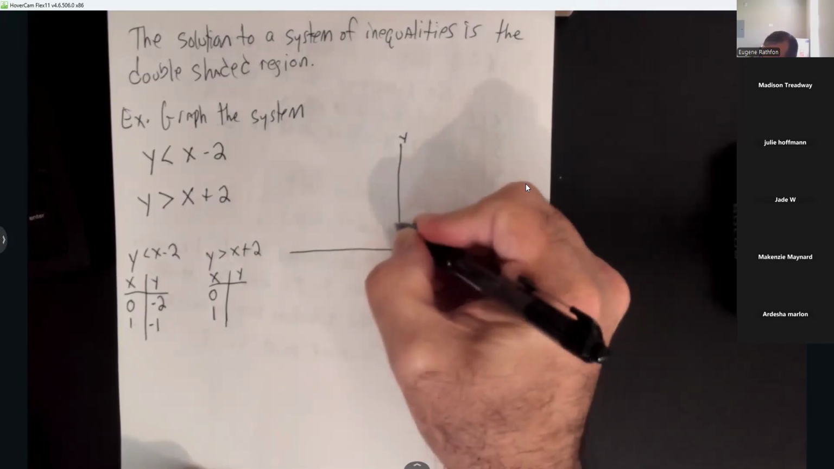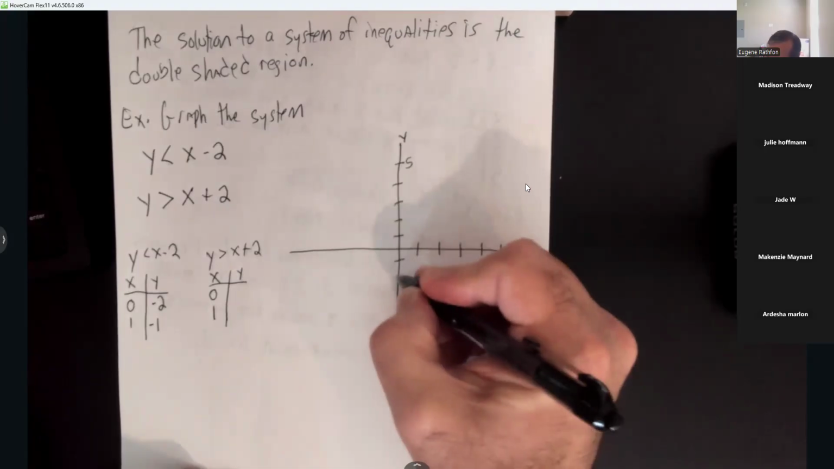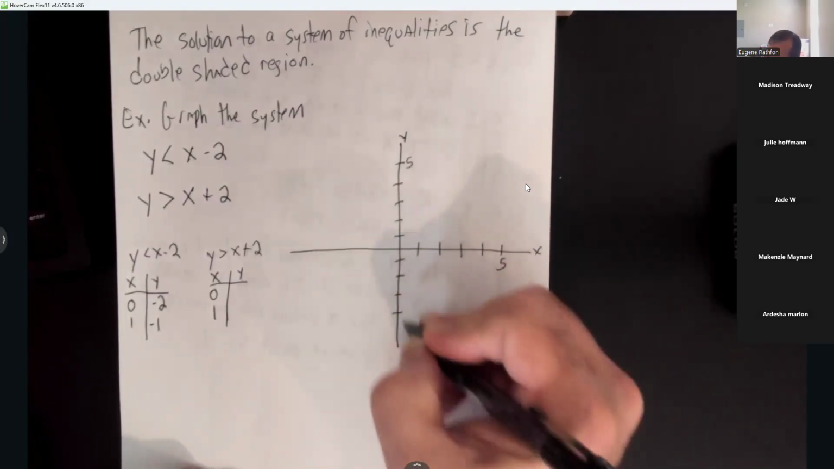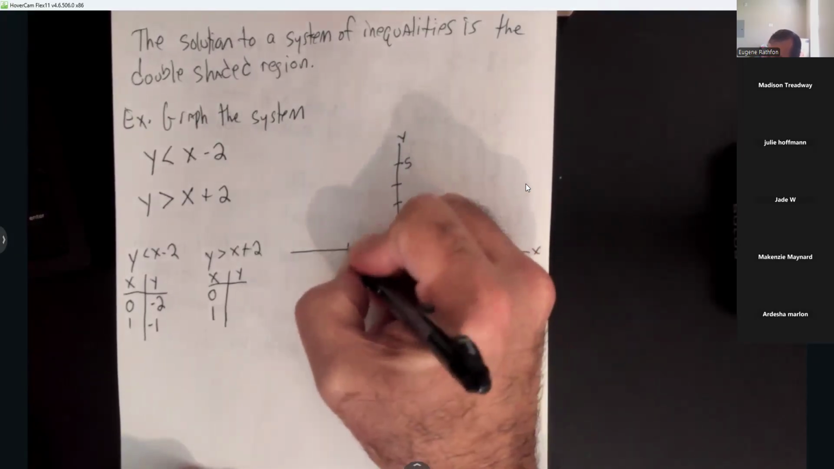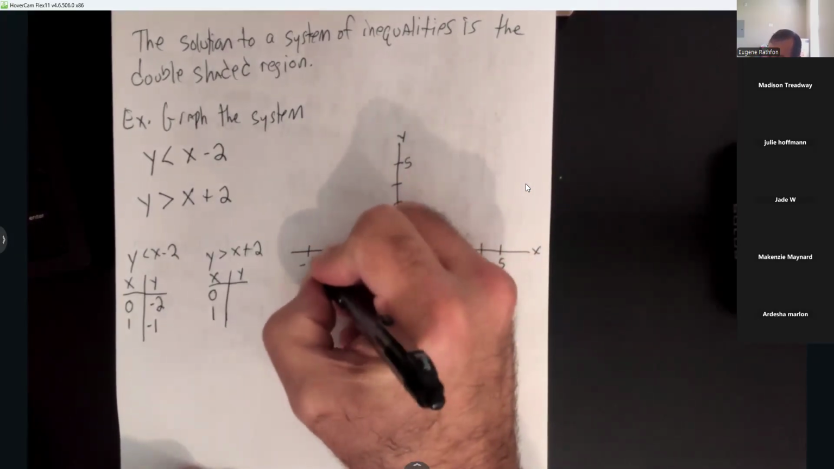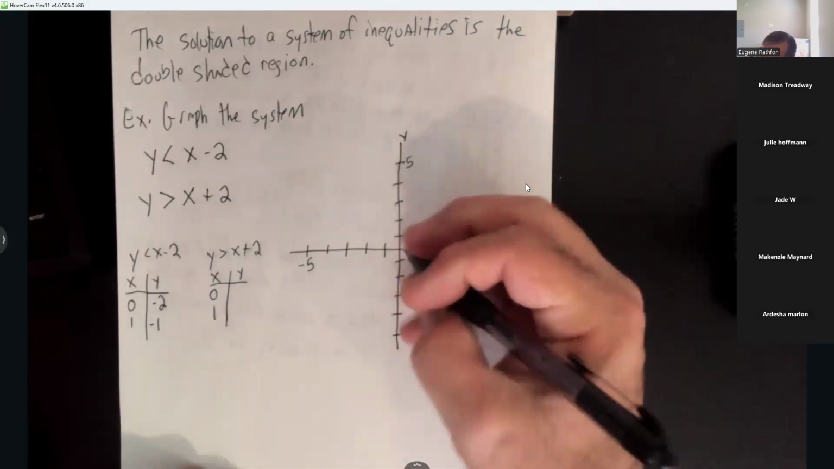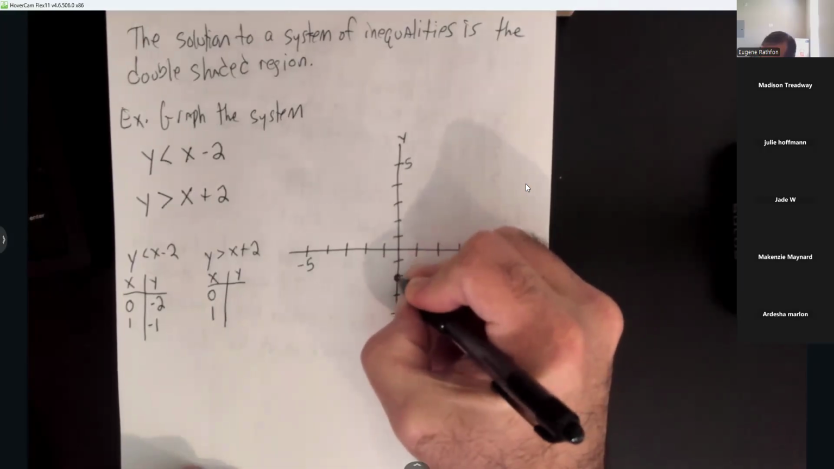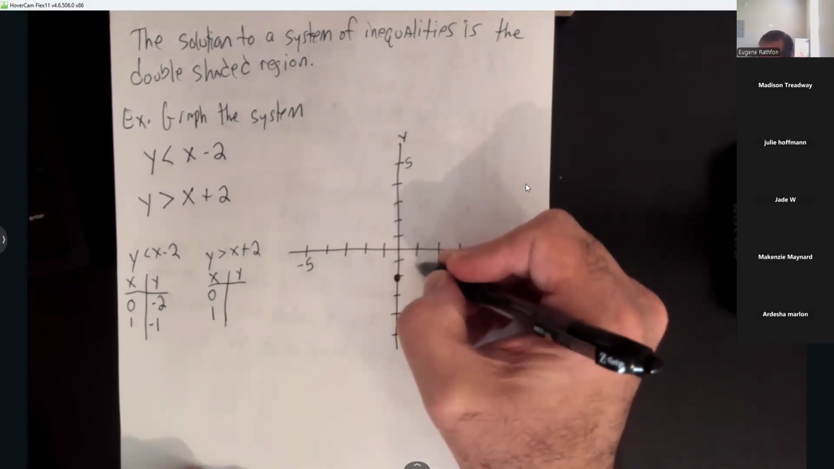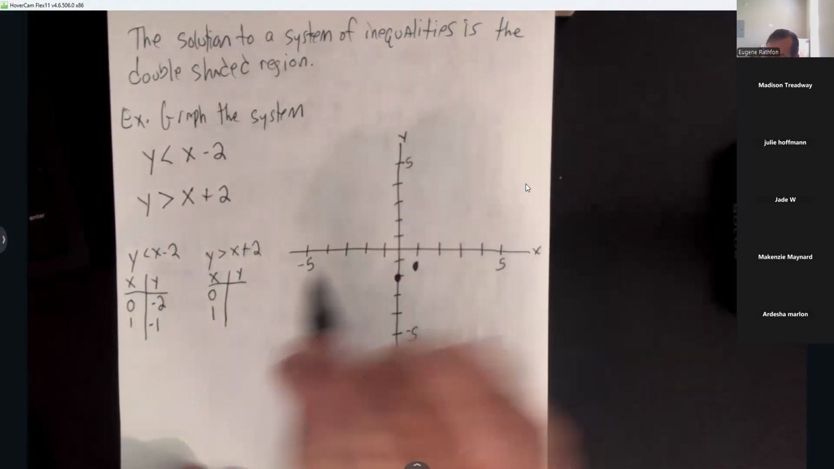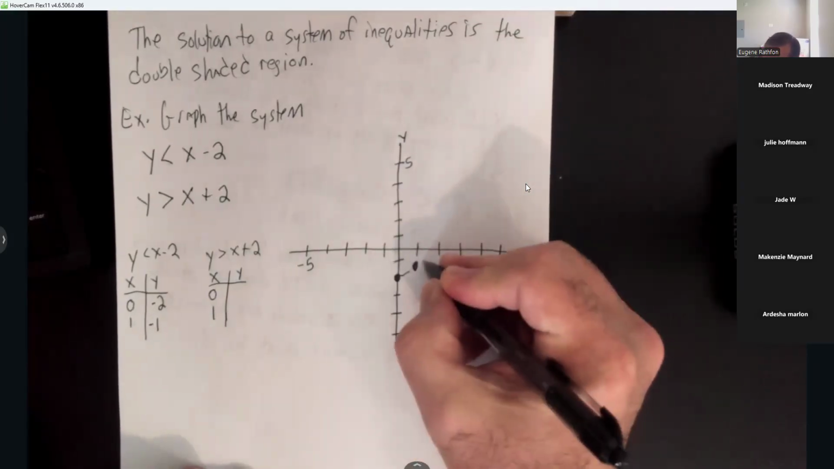So let me go out about 5 on my graph. That's why I use zeros and ones a lot too. Keeps these graphs nice and small for us, okay? So my first line was 0, -2. So here's 0, -2. Then I had 1, -1. So that'd be right 1, down 1. Notice this one was less than, so it's going to be a dashed line.